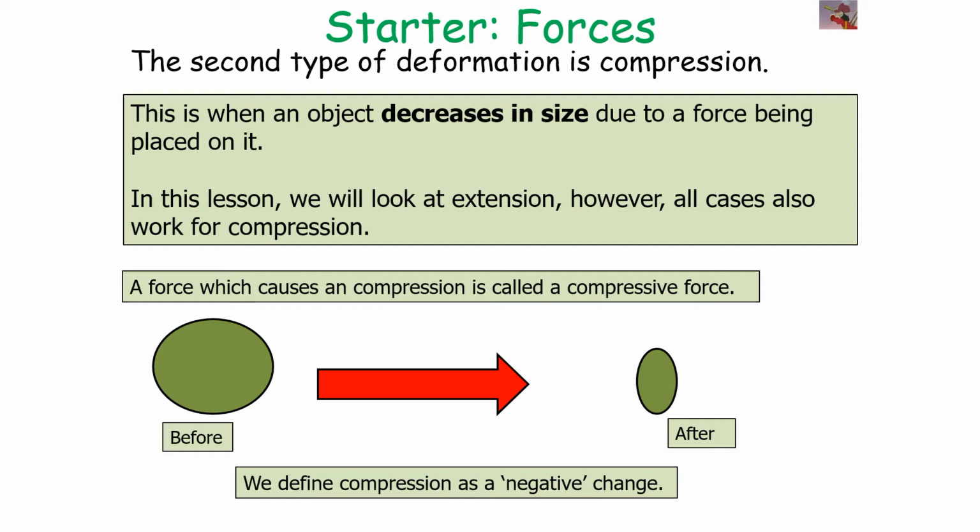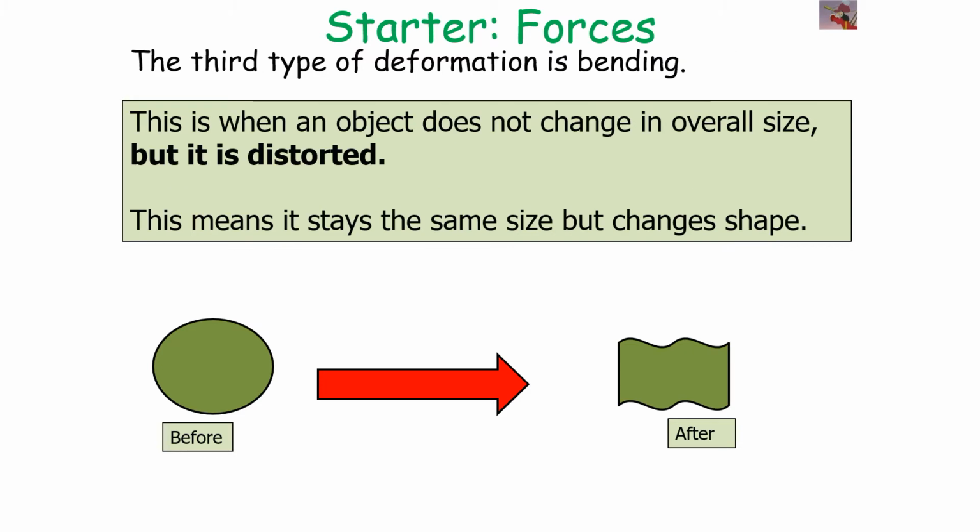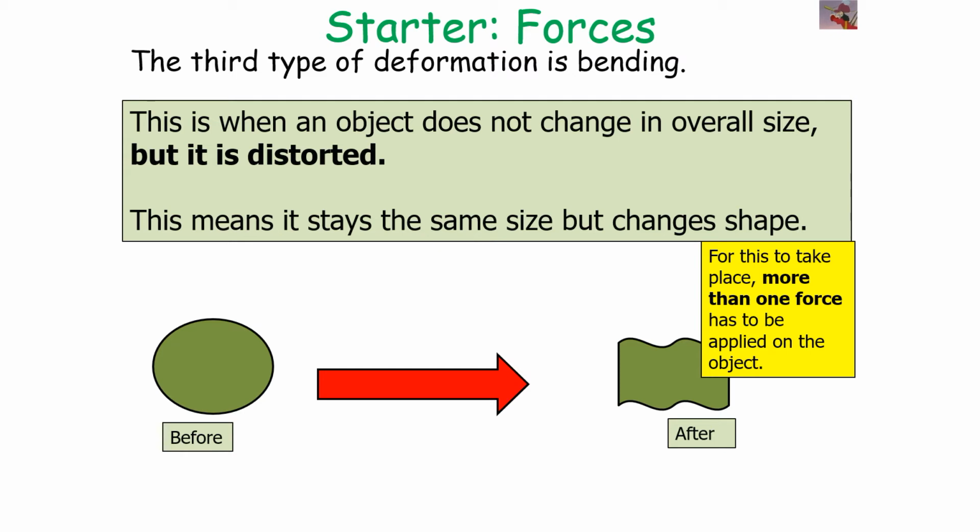You can also get a resultant deforming force to cause an object to decrease in size, which we will call a compression, and is caused by a compressive force. Again, because this is a resultant force, you need at least two forces on the object to cause this to take place. And the third type of deformation is the idea of bending. This is when an object does not change its overall size, but it changes its shape. It is distorted. Once again, you need a resultant force to carry this out, so you've got to have more than one force acting on our object.